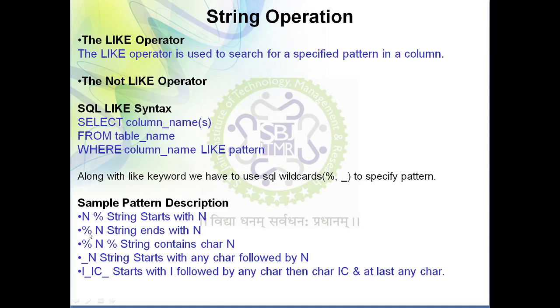Now what is the meaning of percent N? That means I want a string which ends with N, but before that N maybe 0 characters are there or more than 0 characters can also be there. That is the second pattern. Then the third pattern, percent N percent. The meaning is very clear: the string contains the character N, with 0 or more characters before N and 0 or more characters after N. These are three main patterns which you use very frequently.